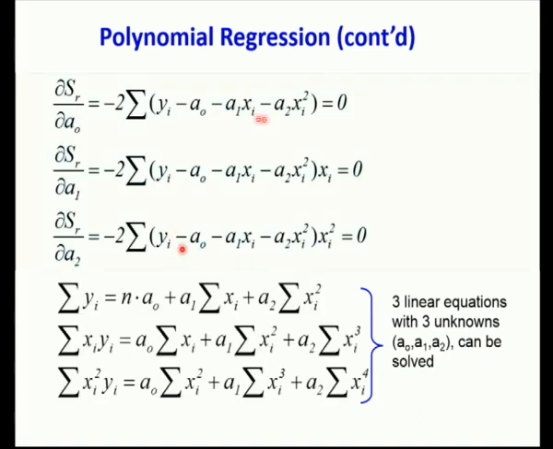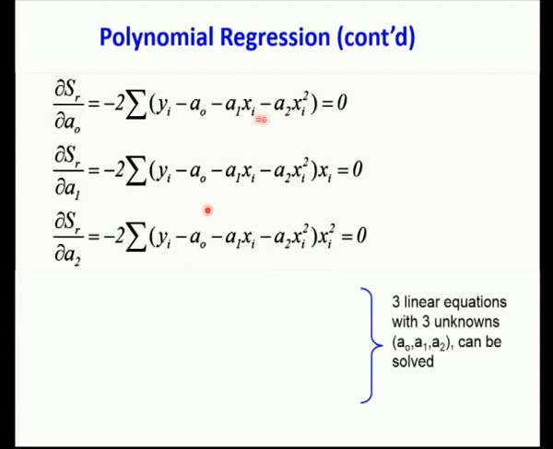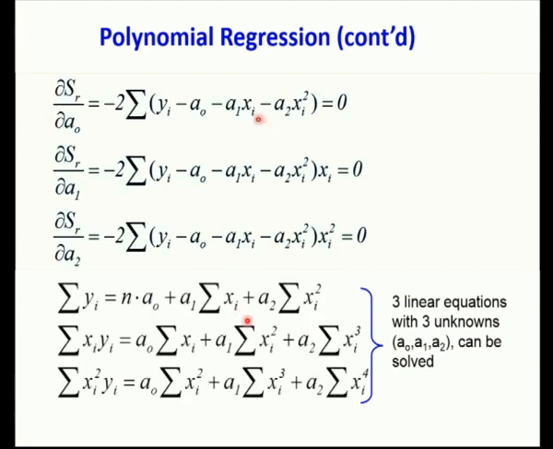And look here, the same set of equations can be reformulated in the following way. So, what are the terms? The unknowns are A naught, A 1, A 2.